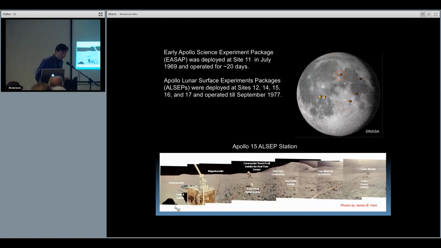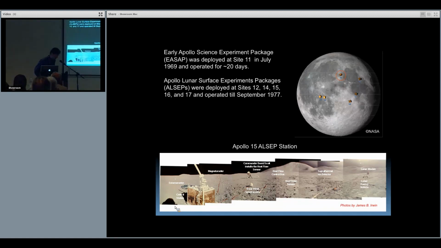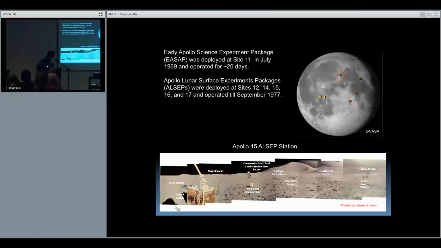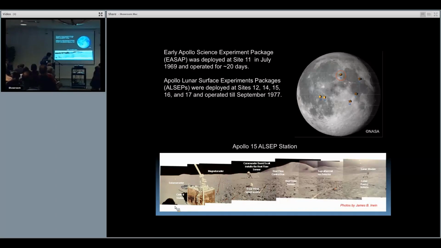That was one of the most expansive ALSEP operations, and it consisted of a number of instruments, including seismometers, magnetometer, solar wind spectrometers, heat flow probes, my favorite, and superthermal ion detector, and there may have been one or two that were not in the picture.